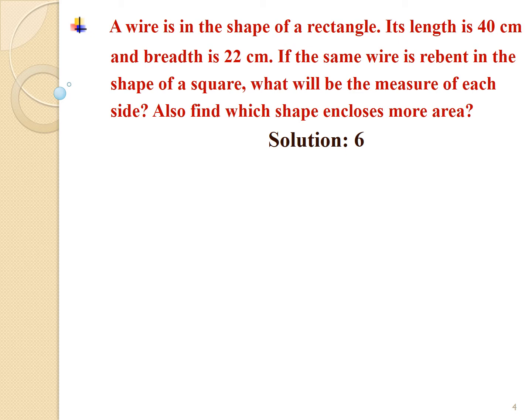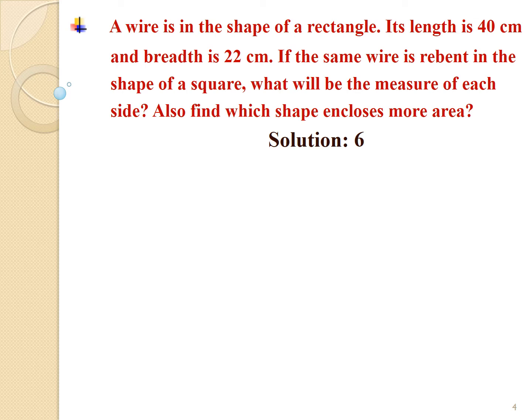Students, also we have to find the area of the rectangle as well as the area of the square, in order to conclude our answer, which encloses more area, that is either rectangle or square. So let us solve question number 6 and find the perimeter of the rectangle, side of the square and area of both square and rectangle, and conclude the answer after writing the necessary information given to us.